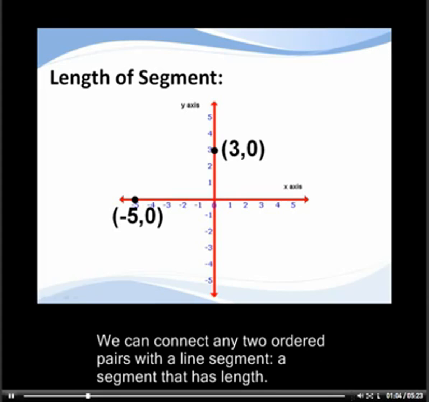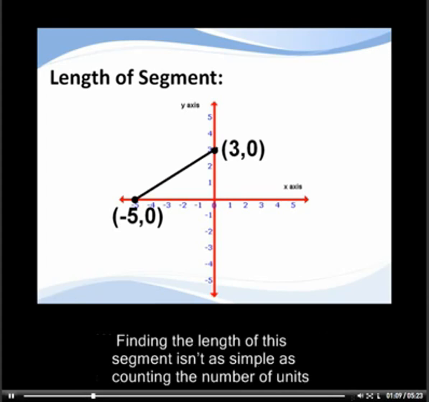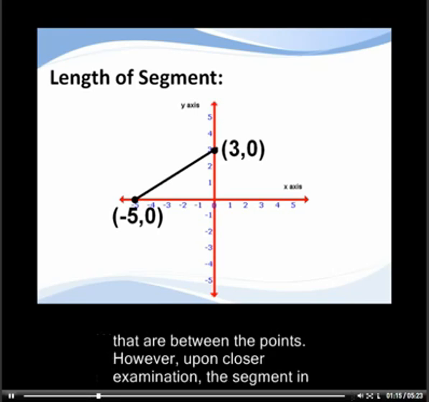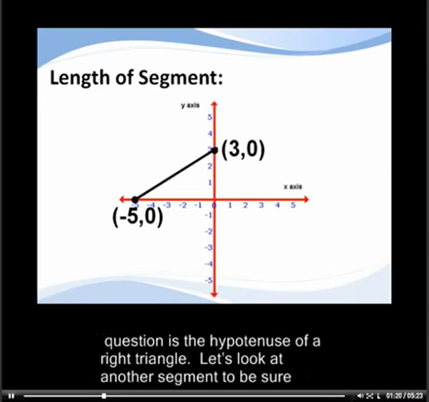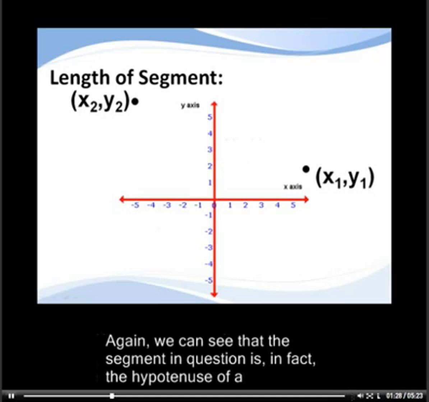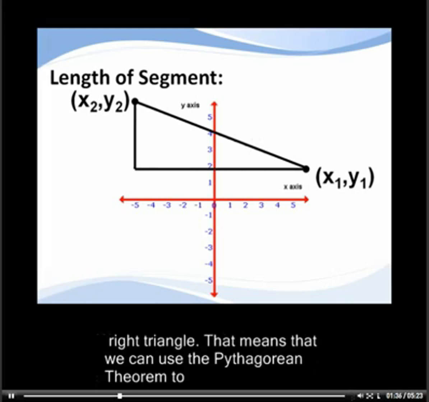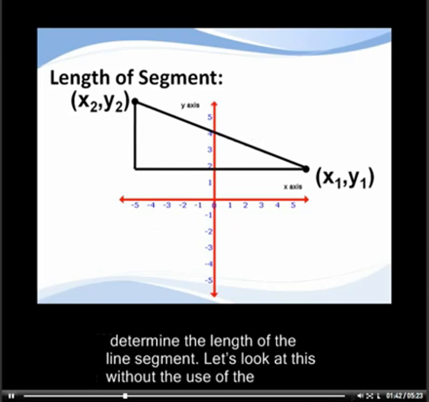We can connect any two ordered pairs with a line segment, a segment that has length. Finding the length of this segment isn't as simple as counting the number of units between the points. However, upon closer examination, the segment in question is the hypotenuse of a right triangle. Let's look at another segment to be sure that this is the case. Again, we can see that the segment in question is, in fact, the hypotenuse of a right triangle. That means that we can use the Pythagorean theorem to determine the length of the line segment.